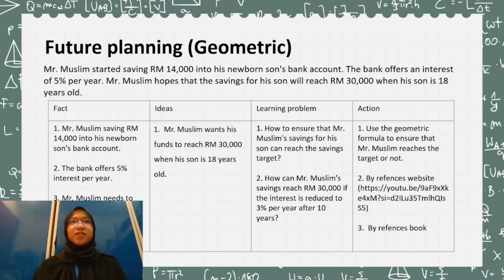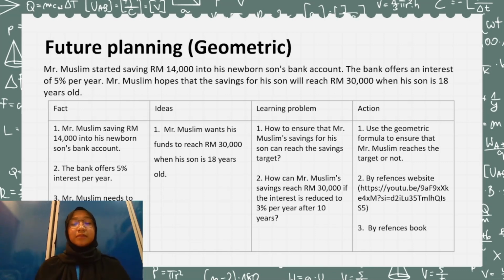This is our problem for the geometric sequence. The fact is, Mr. Muslim is saving 40,000 ringgit into his newborn son's bank account. The bank offers 5% interest per year. He needs to put money into his son's bank account consistently. The idea is Mr. Muslim wants his funds to reach 30,000 ringgit when his son is 18 years old. The learning problem is how to ensure that Mr. Muslim's savings for his son can reach the savings target.